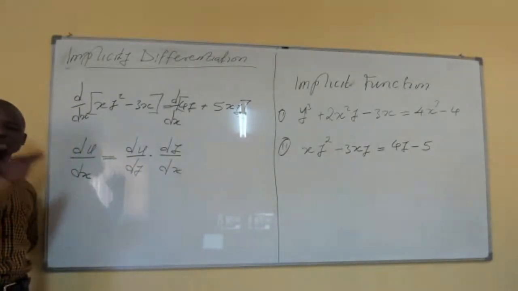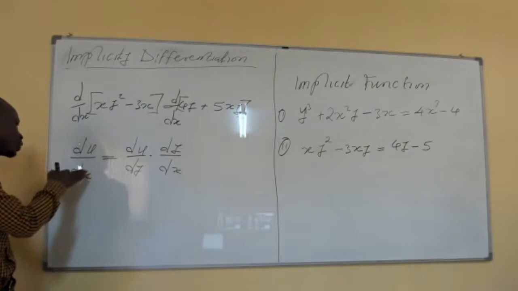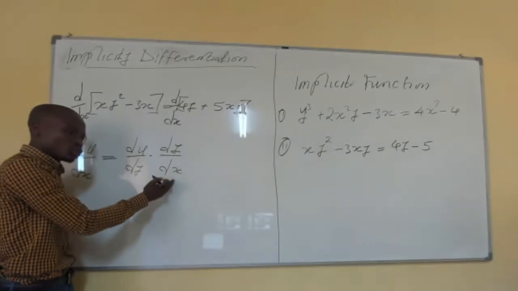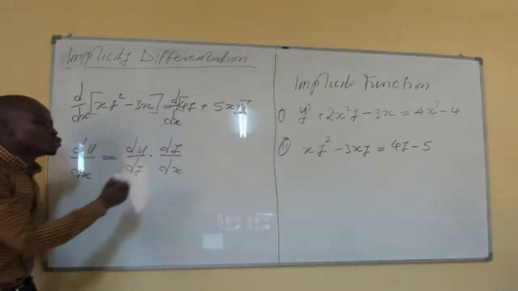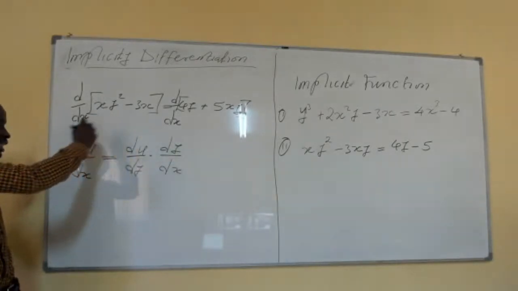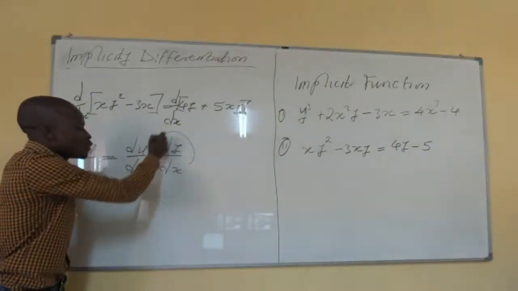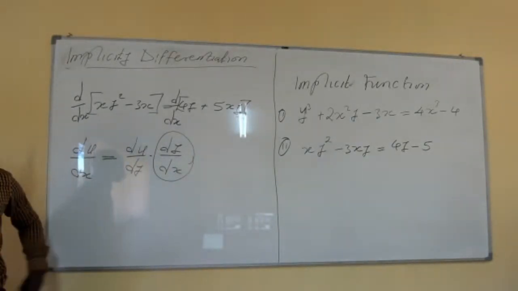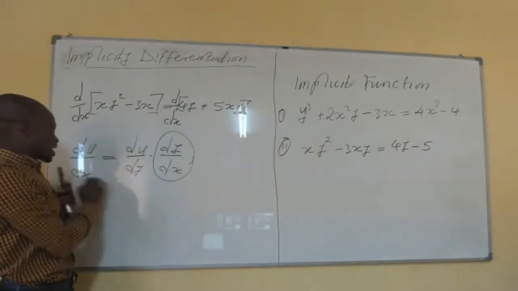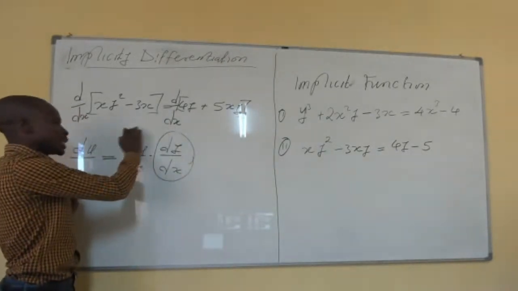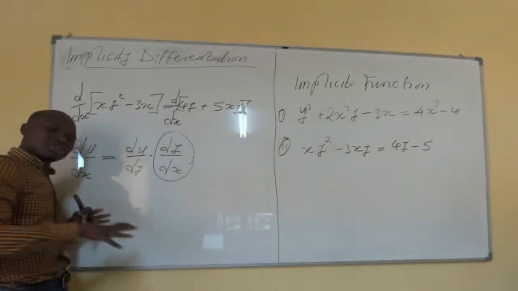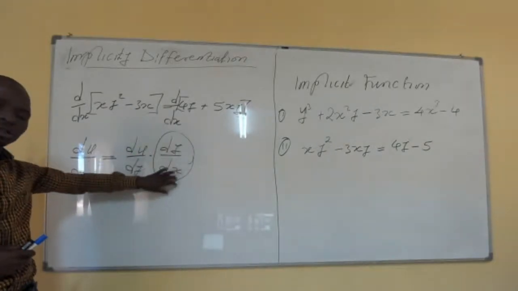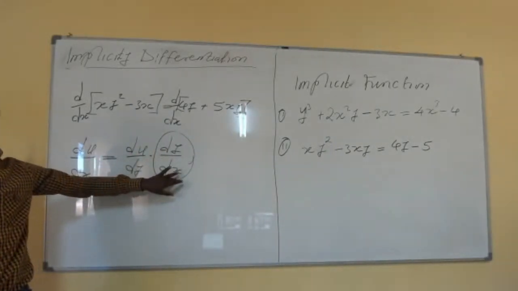After you have differentiated u with respect to x, which gives the derivative of u with respect to y and then the derivative of y with respect to x, what you're supposed to do in this equation is solve for the derivative of y with respect to x. You do this on both sides and make use of the chain rule. After you are done with your differentiation, you make the derivative of y with respect to x the subject, or you solve for it.